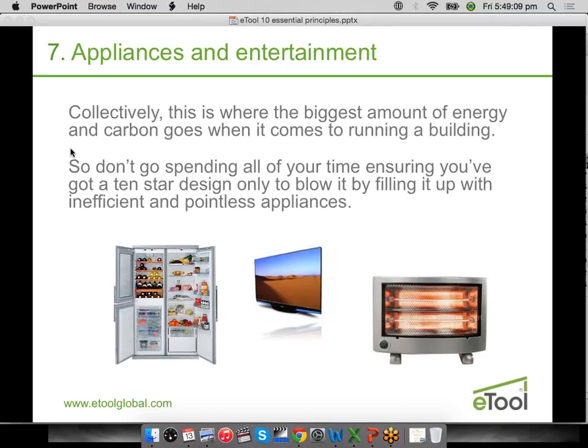So don't spend all your time ensuring you've got a 10-star design and then blow it by filling up with inefficient and pointless appliances. This is very focused on residential here, but this is applicable to commercial as well. Just look at where you can get the biggest improvements in terms of dollars spent versus the environmental improvement.